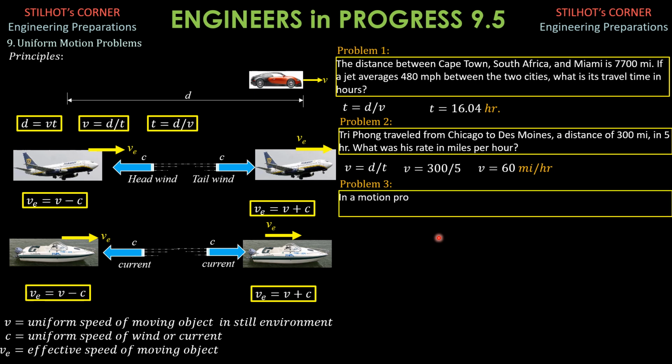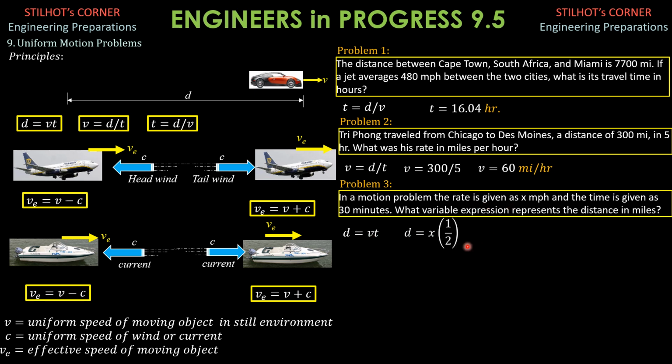Problem 3. In a motion problem, the rate is given as x miles per hour and the time is given as 30 minutes. What variable expression represents the distance in miles? Since distance equals uniform rate or speed times time, and the rate is denoted by x, the time is 30 minutes or 1/2 hour. Therefore the variable expression is x times 1/2, or x over 2. So the variable expression x over 2 represents the distance in miles.